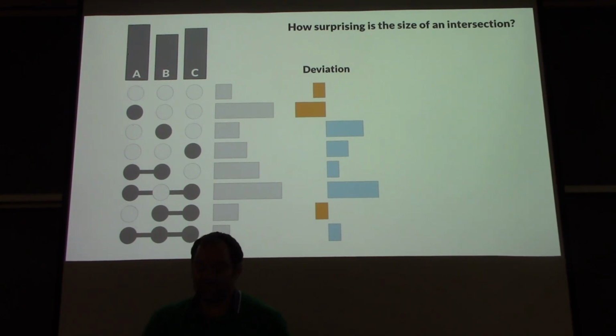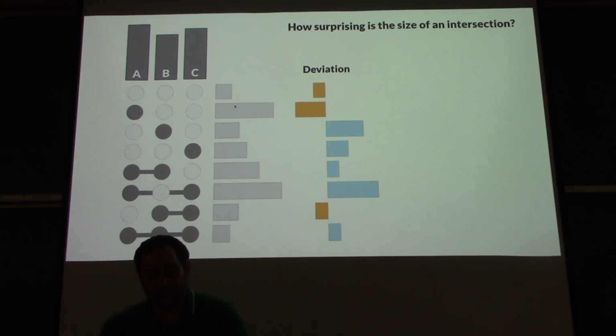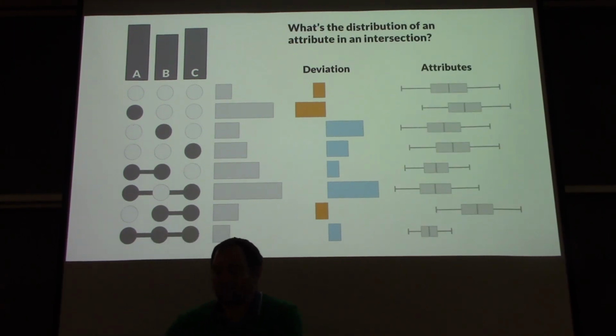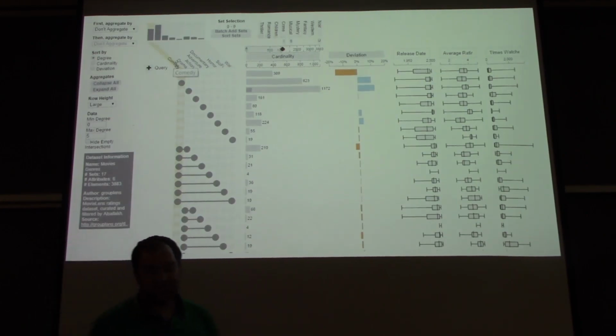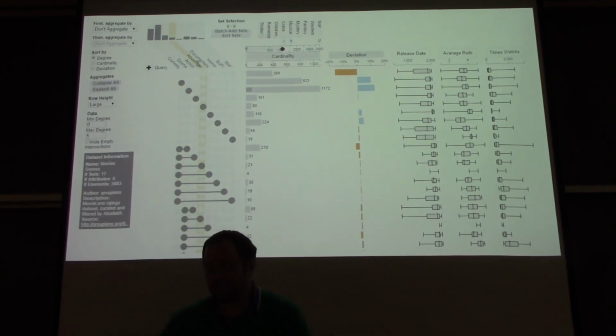And so here, A is rather big, and so you would expect it to have more elements by itself. Or you could ask also, what is the distribution of an attribute in an intersection? Think of this like the age for the Simpsons characters. Like, what is the distribution of ages in a certain cell? And that could be easily plotted in a box plot here on the side. So this is the implementation.